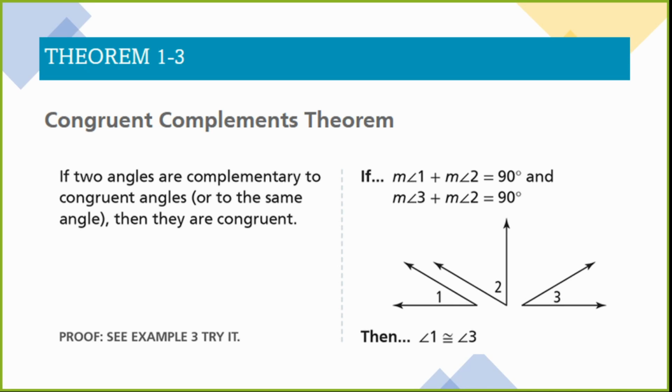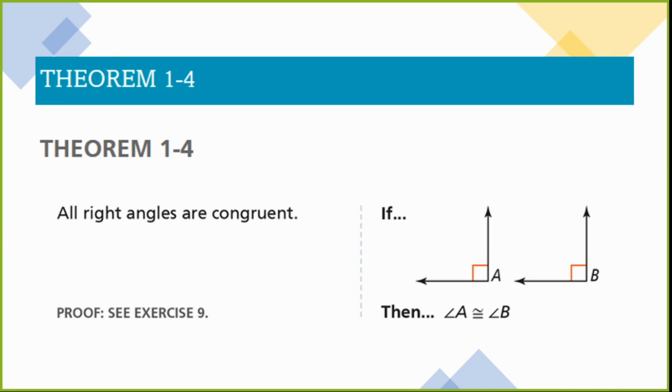All right, so 1.4 basically says all right angles are congruent. The definition of a right angle is that it is 90 degrees at the vertex.